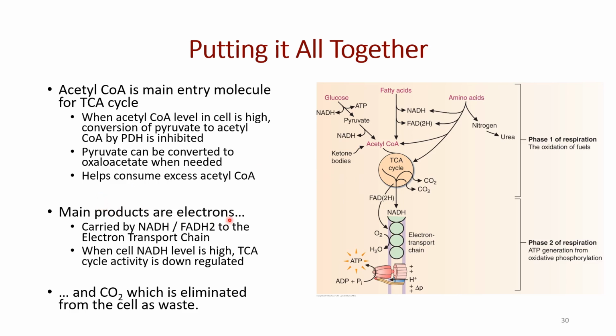The main products are going to be the electrons that are extracted from that acetate, and they're going to be carried by NADH and FADH2 into the electron transport chain. And then we know the products are going to be CO2, 2 carbons in, 2 carbons out. In this case, the CO2 gets eliminated as waste.